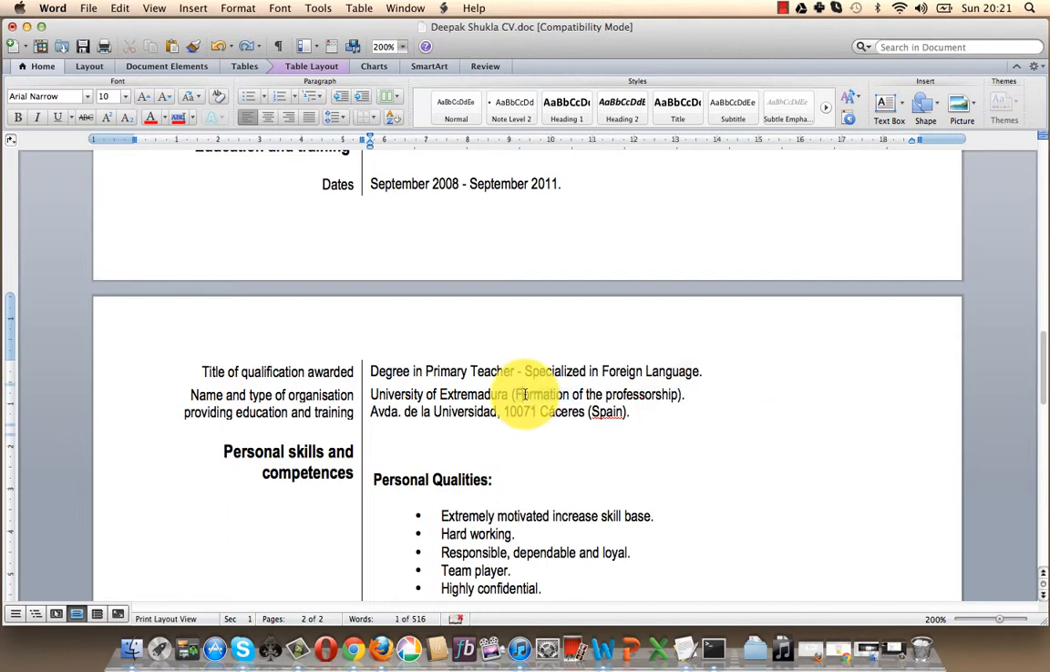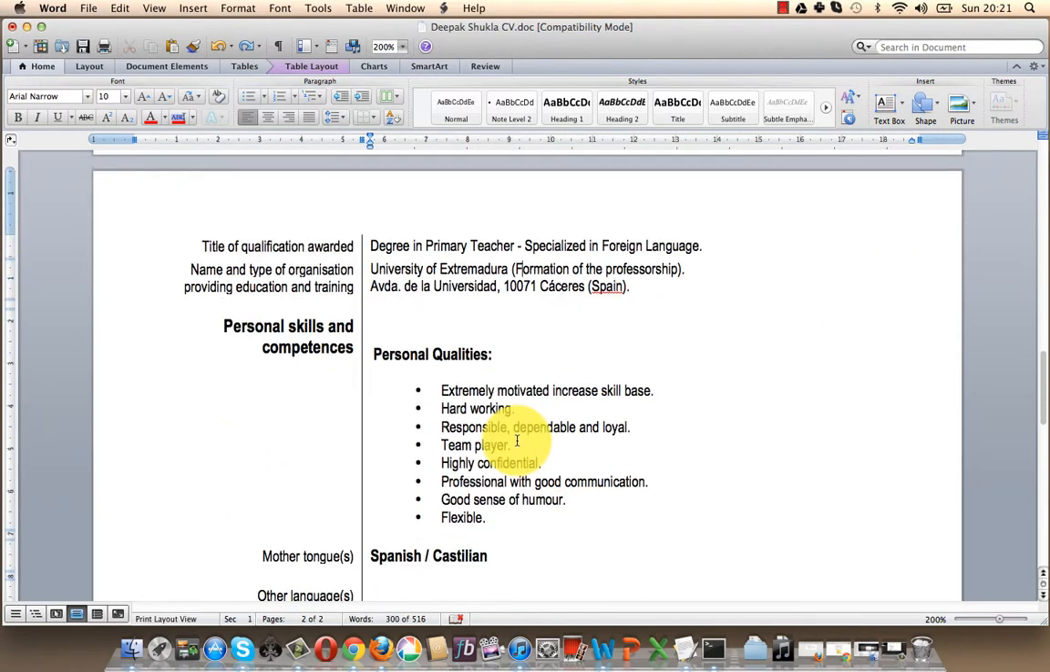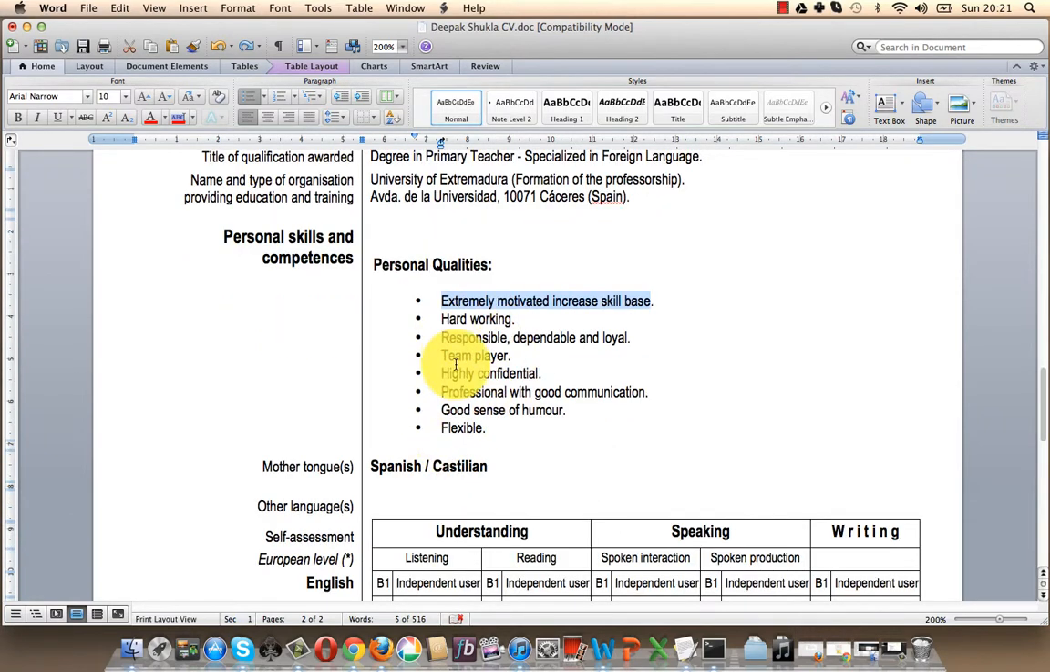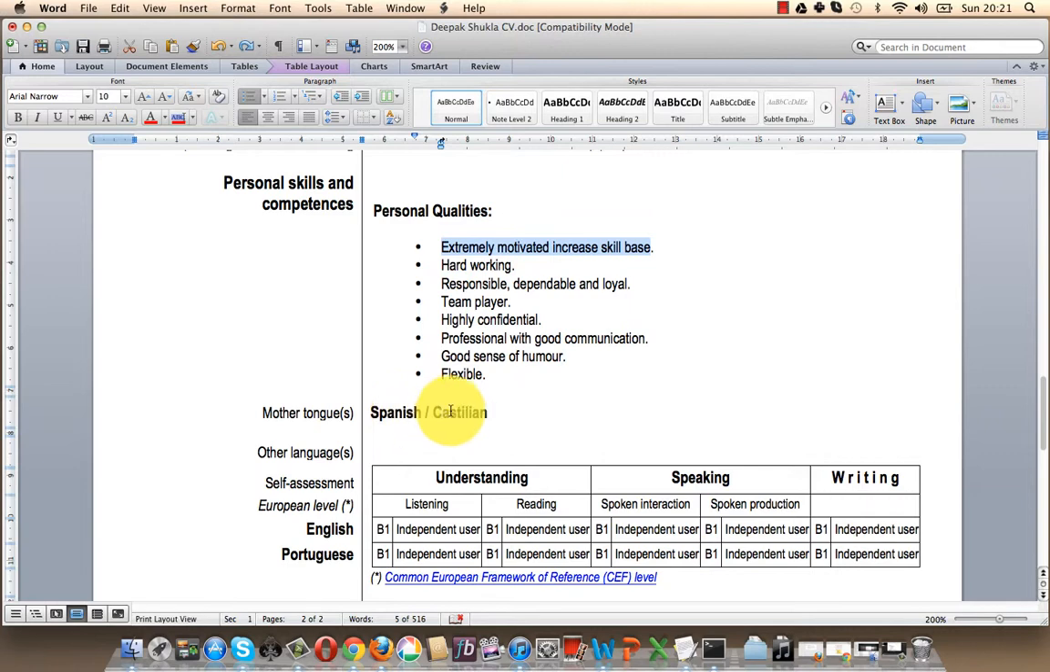So next thing, if we keep going, personal qualities. Try not to use lists like this. Everyone's expected to be hardworking and a team player, as well as extremely motivated. Extremely motivated, increased skill base doesn't make sense in English. Let's keep going. There's more issues with this, but we'll move on. Spanish, Castilian, they're both languages of Spain. Stick with just the national language.